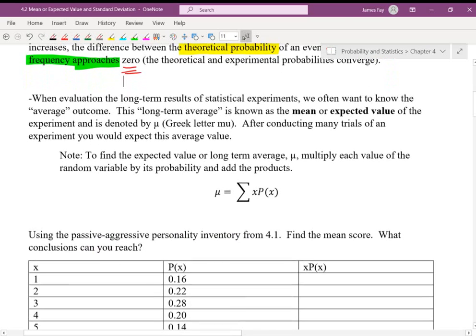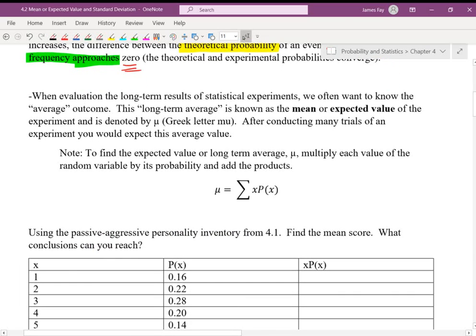Here it says, when evaluating the long-term results of statistical experiments, we often want to know the average outcome, okay? What happens in an average situation overall. So this long-term average is known as the mean or the expected value of the experiment. We are going to denote it by mu. Now, this tells me something, okay? Because we're doing this in the long run, forever, maybe an infinite number of times, this is not a statistic. This is a parameter. This is a value that describes the population. The expected mean is a parameter.